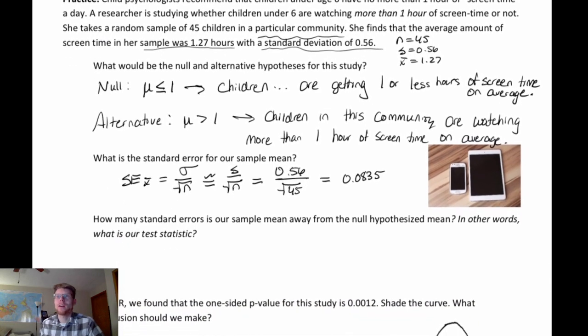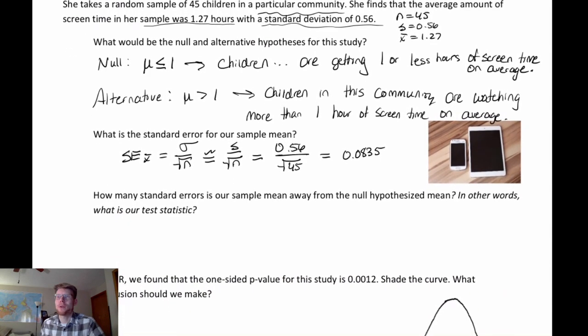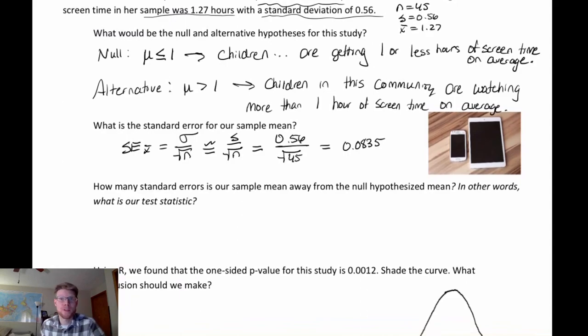How many standard errors is our sample mean away from the null hypothesized mean? In other words, what is our test statistic here? Since we're using an approximated standard error, this is going to be a t-value. It's not going to be a z-value because we don't have the true standard error. So we're going to have a little bit of error correction and use a t-distribution.